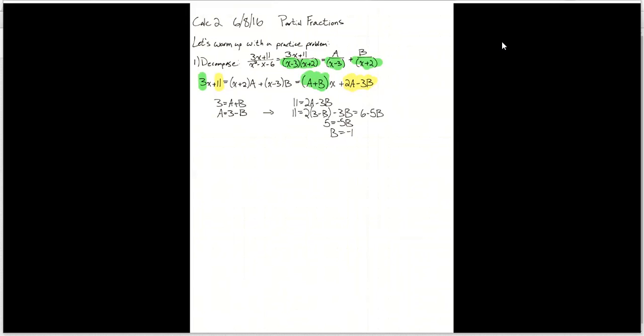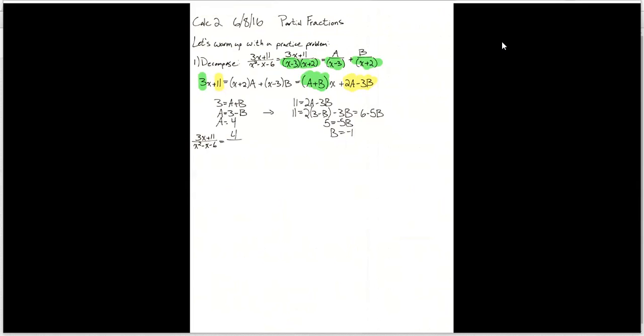Now, since I have b equals negative 1, I can go ahead and solve for what a is. I can go back over, and that means that a is equal to 4. All right, so now I have my a and b, and I can finally write what my decomposition is. So I have (3x + 11)/(x² - x - 6), and this is equal to our a over x minus 3, but a in this case is 4.